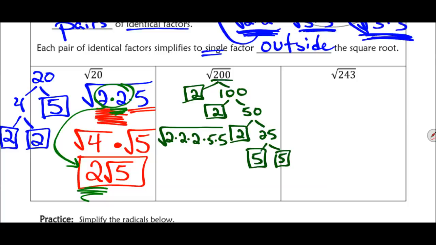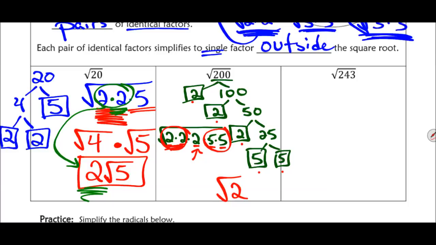And to make sure that you did this right, you can always just multiply this back out. 2 times 2 times 2 is 8, times 5 is 40, times 5 again is 200. So you can check to make sure that you actually have the right number of factors inside of here. From there, we're looking for the pairs that match up. So I have a pair of 2's, and I have a pair of 5's. This 2 is going to be the only thing left on the inside of the square root symbol. Everything else found a pair to match up with and come to the outside of the square root.